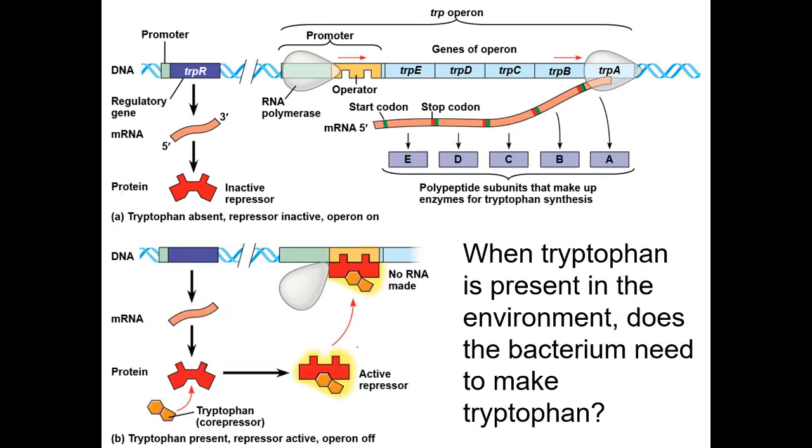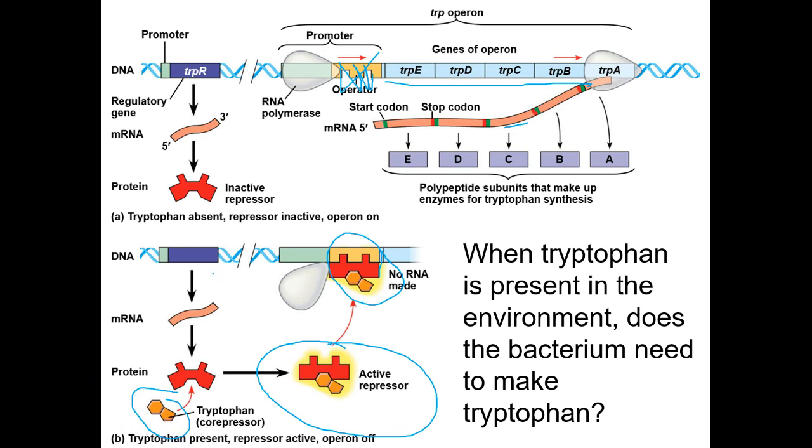When tryptophan is present, here's tryptophan, you are actually activating the repressor. The repressor is binding to the operator. When the operator is blocked, now the RNA polymerase can't bind and you can't transcribe these genes into RNA, and then there's no RNA around to translate it into these proteins. So now you're not going to make tryptophan, which again is super because you have plenty of tryptophan.